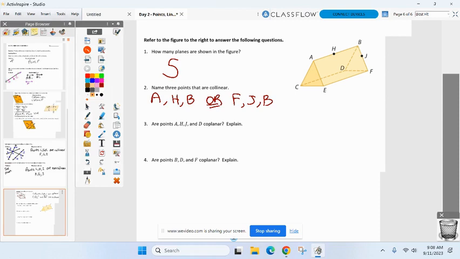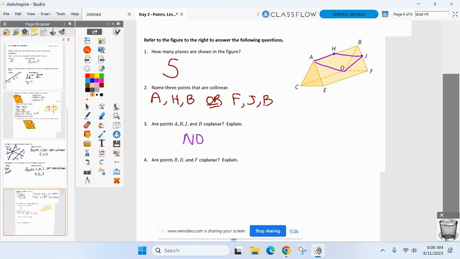Are A, H, J, and D coplanar? Well, you told me they had 5 planes, right? And everyone can see the 5 planes. So when I connect those 4 points, A, H, J, and D, did I just form one of those 5 planes that are showing? No. So those 4 are not coplanar.